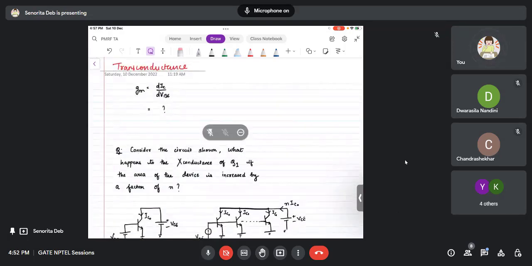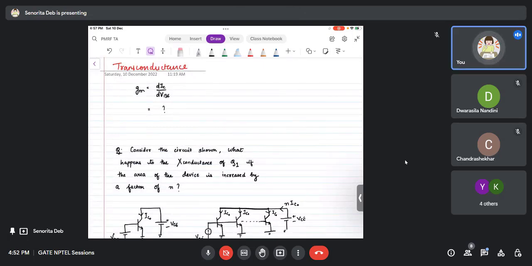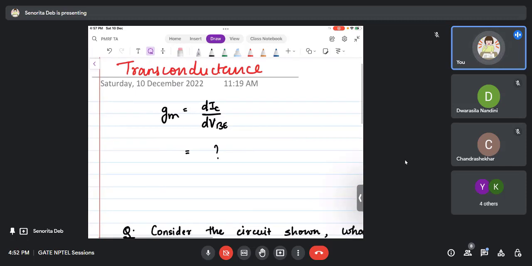Okay. So now coming to the transconductance quickly. GM transconductance is given by dIC by dVB. Remember, we are doing all of this as large signal analysis, so everything is in capital. So dIC by dVB. From where will you find out dIC by dVB?